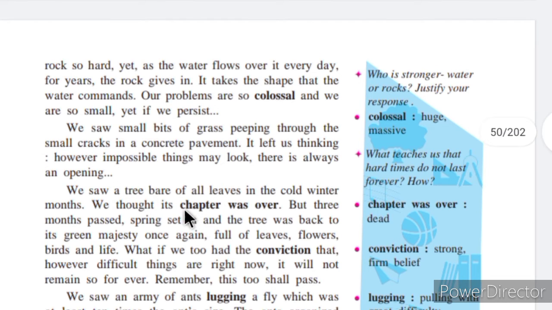All right, next one. We saw a tree bare of all leaves in the cold winter months. We thought its chapter was over, but 3 months passed, spring set in, and the tree was back to its green majesty once again, full of leaves, flowers, birds, and life. What if we too had the conviction? Conviction means strong, firm belief that, however difficult things are right now, it will not remain so forever. Remember, this too shall pass.